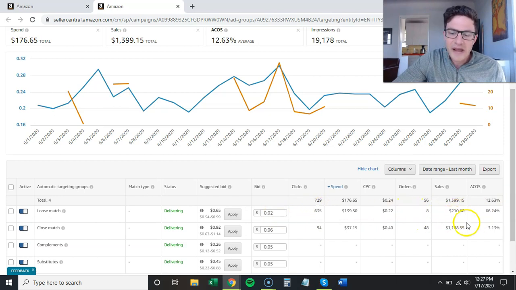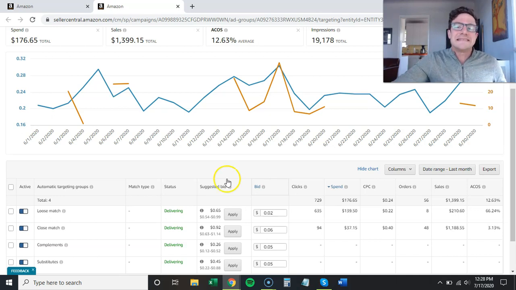Look at the difference. Now, we had some big orders. These numbers are way better than they should be, because you can see we're converting at almost 50% for this close match. But this is what I've seen with this and this is the biggest takeaway: you only want to do this with close match, okay? So, as I always preach, you never know until you try it. What I would do is maybe do loose match and substitutes at like 2 or 3 cents, but then put your close match bid higher, because that's where you want most of it to go.